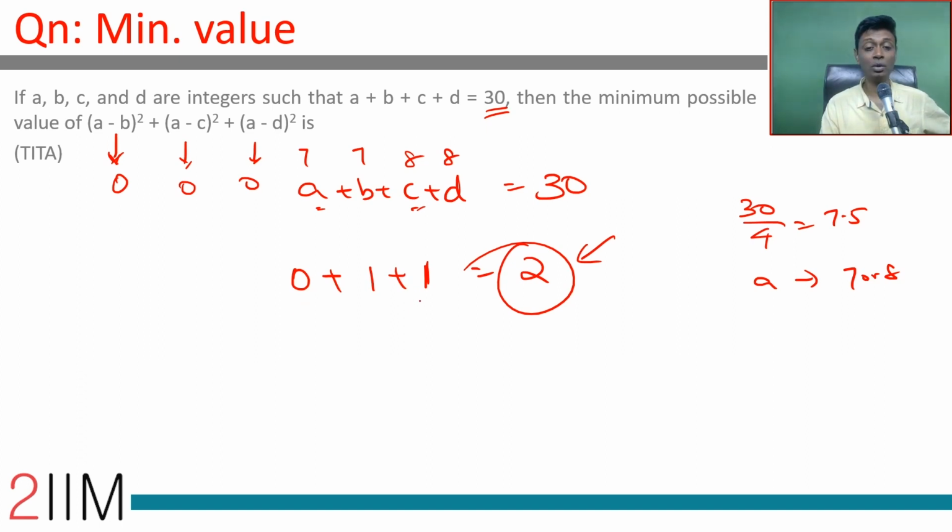So all the differences should be at most 1. Better than 0, 0, 1, we should look for 0, 0, 0, 1, 1. We should look if there is a possibility of A equal to B equal to C, and D being slightly further away. And so 8, 8, 8, 6 doesn't work. 7, 7, 7, 9 doesn't work. 7, 7, 8, 8 is the best possibility, or the least is 2.